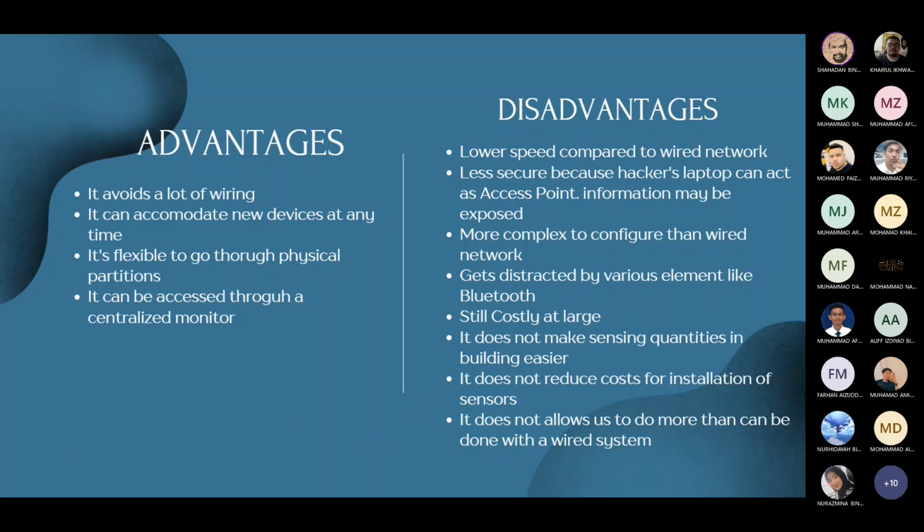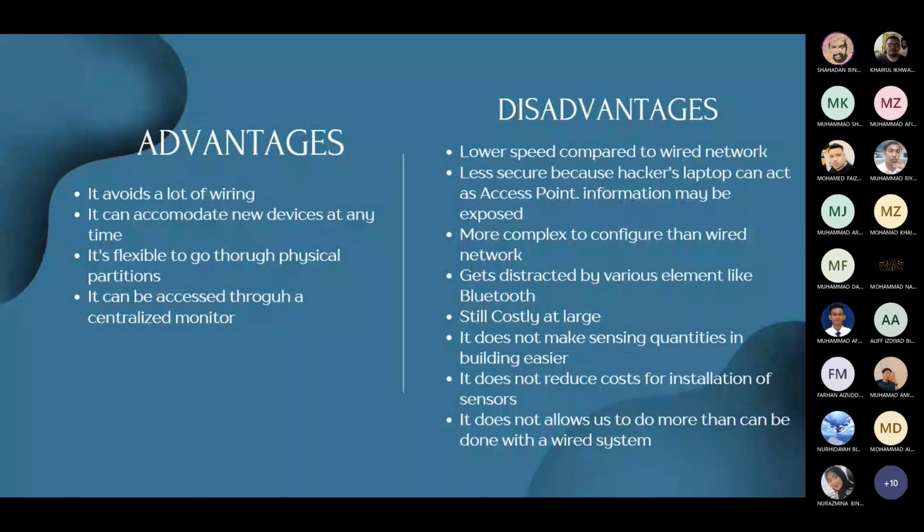For disadvantages, it uses a low speed compared to wired networks and is less secure because hackers can act as access points. Information may be exposed. It is more complex to configure than wired networks. It can easily get distracted by various elements like Bluetooth. And wireless sensor networks are still costly at large. It does not make sensing quantities in buildings easier. It does not reduce costs for installations of sensors, and it also does not allow us to do more than can be done with a wire system.